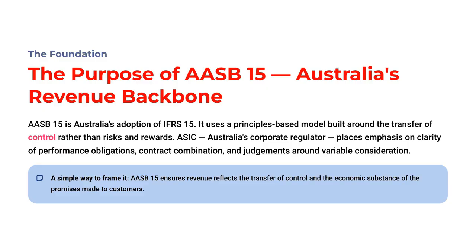The purpose of AASB 15, Australia's revenue backbone. AASB 15 is Australia's adoption of IFRS 15. It uses a principles-based model built around the transfer of control rather than risks and rewards. ASIC, Australia's corporate regulator, places emphasis on clarity of performance obligations, contract combination, and judgments around variable consideration. A simple way to frame it: AASB 15 ensures revenue reflects the transfer of control and the economic substance of the promises made to customers.